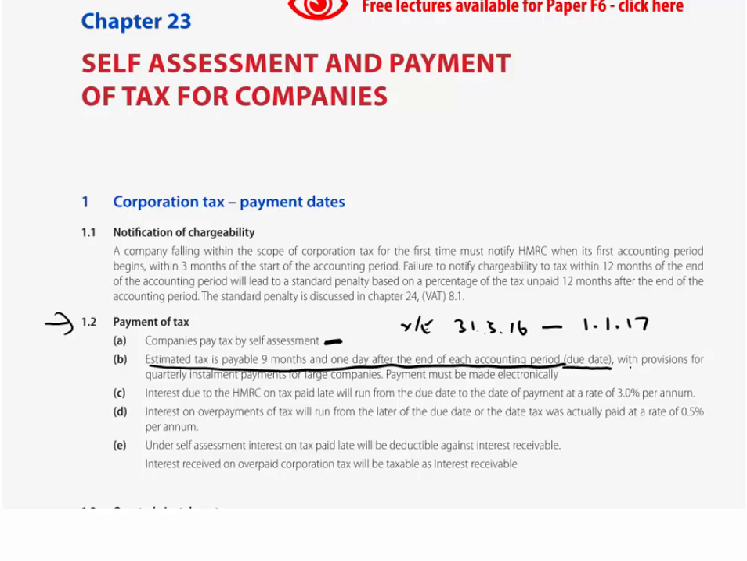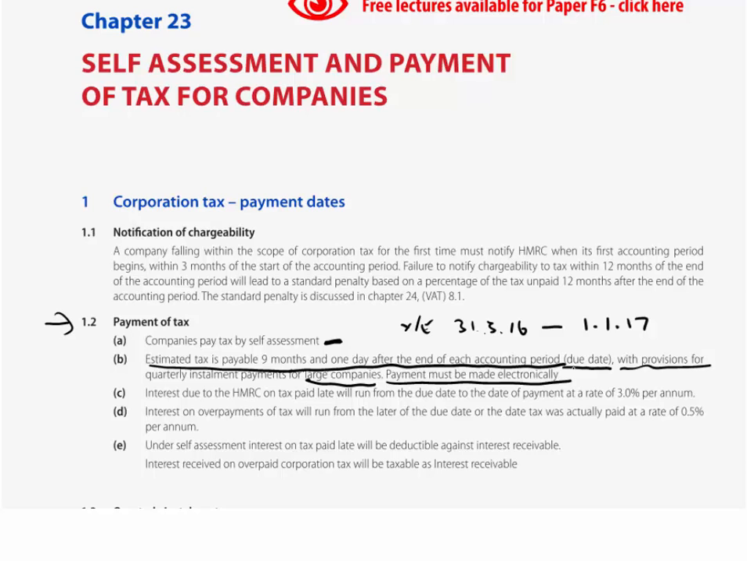But, as we have kept saying, there are then provisions that apply in relation to companies that are required to make quarterly instalment payments, and these have historically been known as large companies here. Payments, by the way, must be made electronically. All of it these days is electronic, of course. That is a requirement. There's no longer any sending them checks or anything like that.